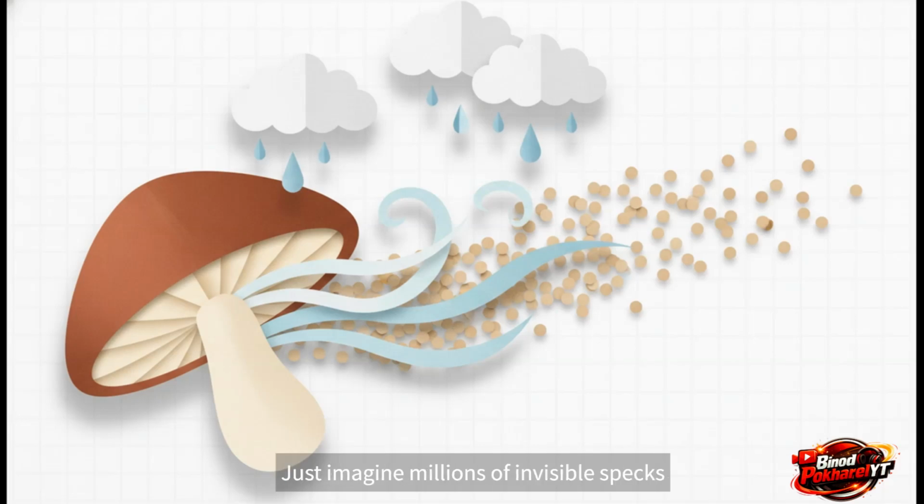Just imagine millions of invisible specks floating through the air. They are essentially playing a massive biological lottery here, because most of them won't survive. They're desperately waiting to land on a surface that has the absolute perfect combination of moisture and a suitable environment so they can wake up and actually start to grow.